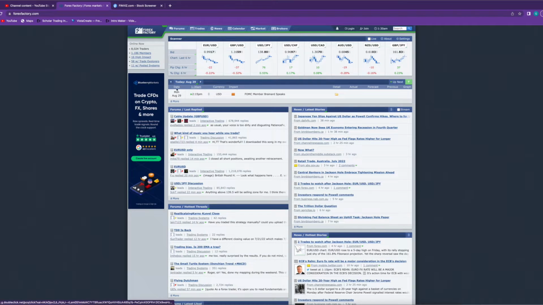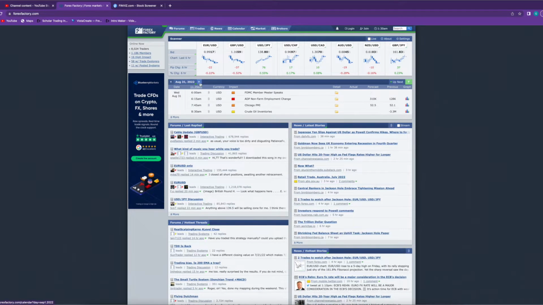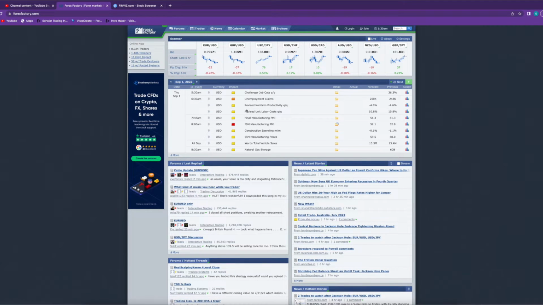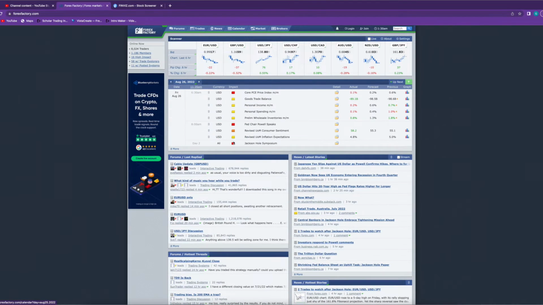So for any type of forex news, this is what I jump in on, forexfactory.com. In here, it has a lot of information, and it tells you which particular currency has news on that day. So as an example, what was the trigger on Friday? Powell speaks.